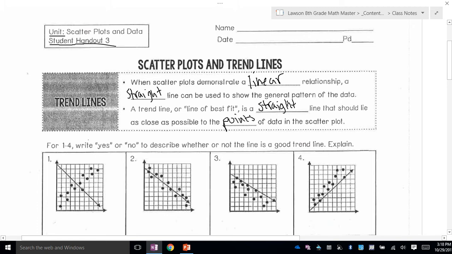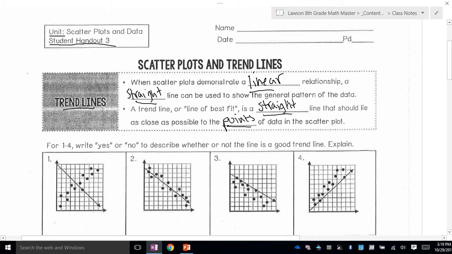Okay, so again, we're going to kind of go back through this. We're talking about trend lines here. Whenever the scatter plot demonstrates a linear relationship, okay, so whenever it says that there's no association, we can't use a trend line. So it's only if it's linear. It doesn't matter if it's positive or negative. We can draw a straight line through the data so that we can interpret it. A straight line or a line of best fit, it is a straight trend line that should lie as close as possible to the points, and it should follow the same trend of those points.